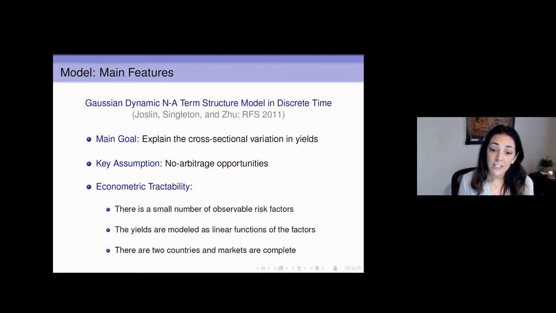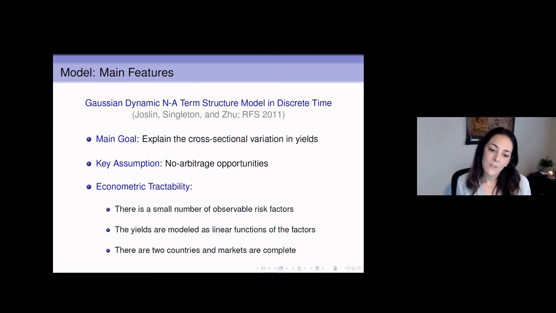Now, the next assumption is that yields are modeled as linear functions of the factors. And because the factors are observable and because the yields or the yield curve will be a linear function directly related to these factors, then I will obtain closed form solutions for the bond pricing formulas and be able to estimate the model by maximum likelihood using the Joslin, Singleton, and Zhu method, which is relatively straightforward.